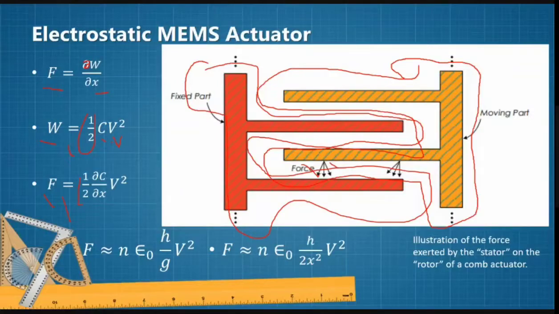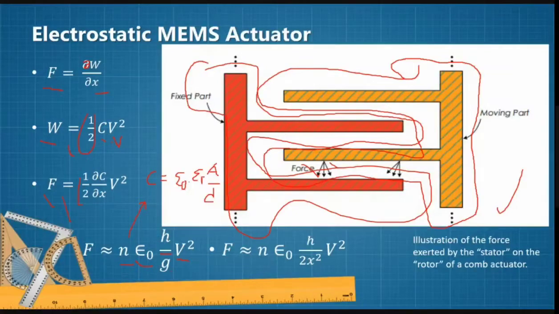Given the expression for the capacity of a plate capacitor as a function of its geometry, we will recall again that C equals epsilon null times epsilon R times A divided by D. In the case of a comb actuator, like the one illustrated in this figure, the force is equal to N epsilon null H divided by G times V square.